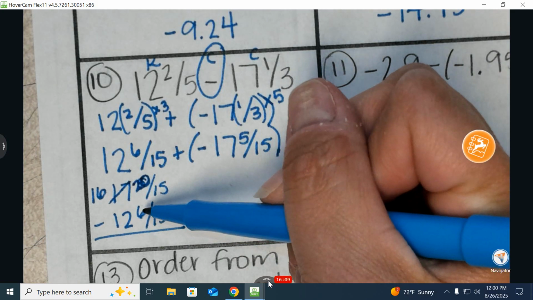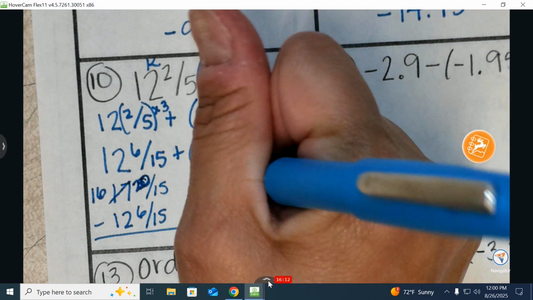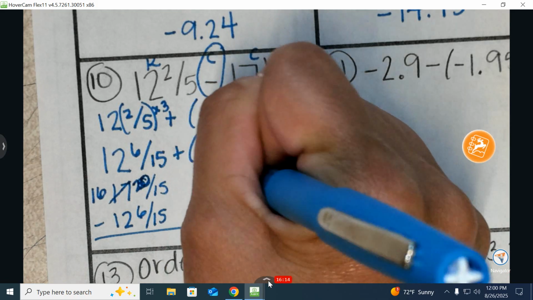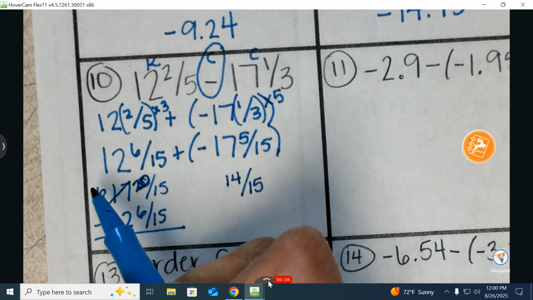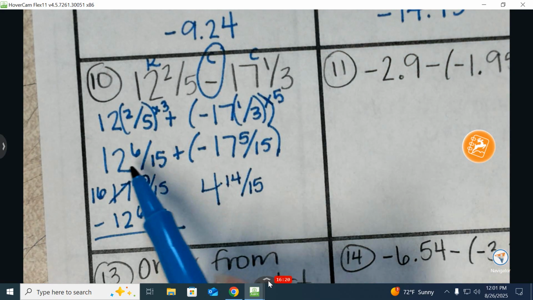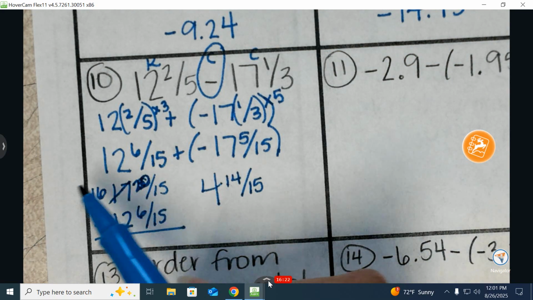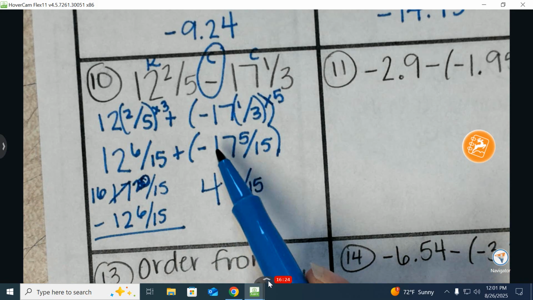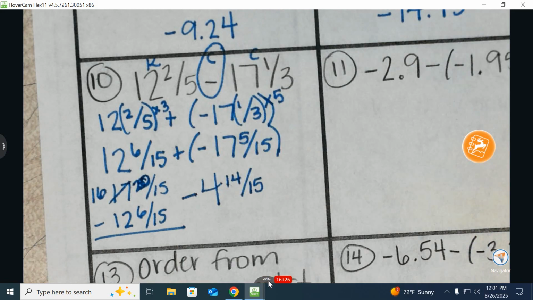20 minus 6 is going to be 14/15, and then 16 minus 12 is 4. Which one has the larger absolute value? That's going to be 17, so it is negative 4 and 14/15.